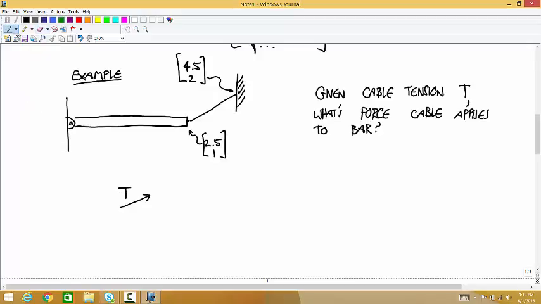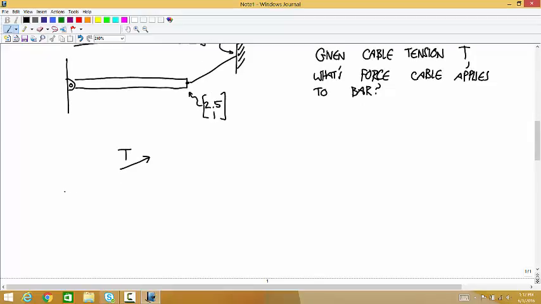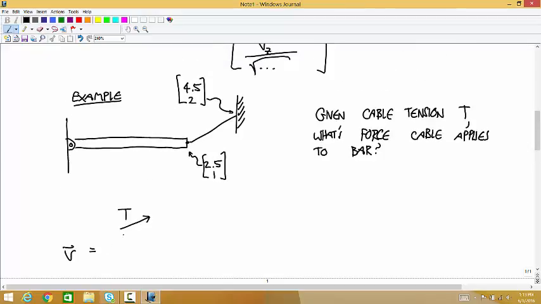So this is what we're trying to represent: a force vector with a magnitude of T pointing in that direction. So the vector V, first of all, we're going to get a vector that's in the correct direction, but doesn't have a length of 1 yet. That's going to be equal to the destination point minus the starting point. So 4.5, 2 minus 2.5, 1, and so you get 2, 1 for the vector v.